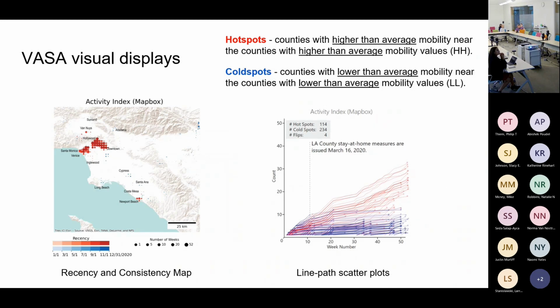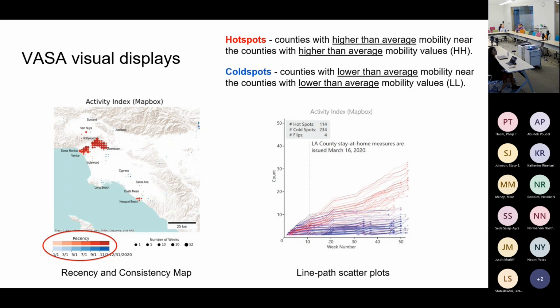Looking at this, the first thing that we noticed here is the recency. So we mapped the recency. How recent is the cluster? How recent is the hotspot or cold spot? We notice by the color intensity: the more intense the color, the more recent it is. And you can see that there's a lot of recent hotspots in the Hollywood area, in Santa Monica Beach and Venice Beach. This is the census block groups level for LA.